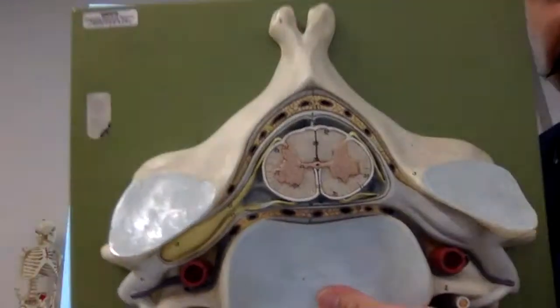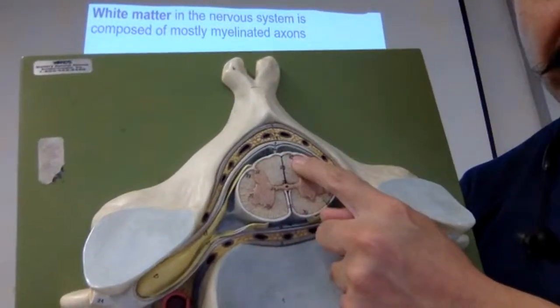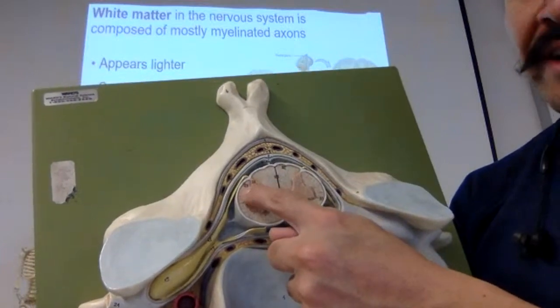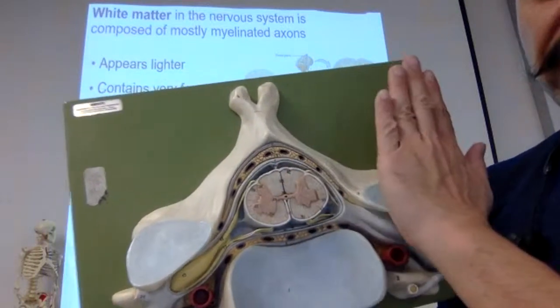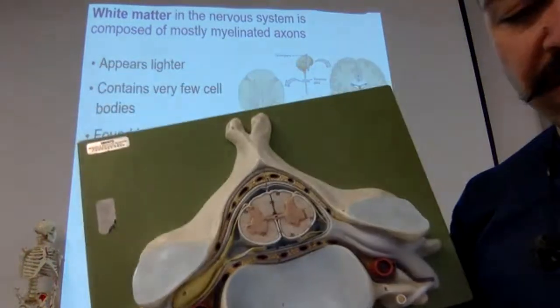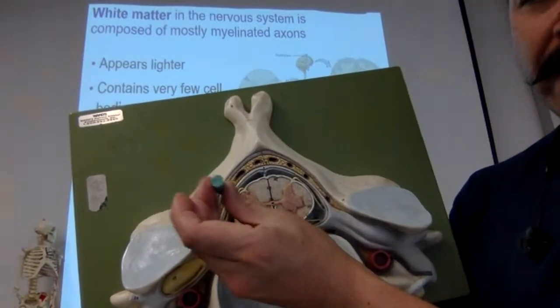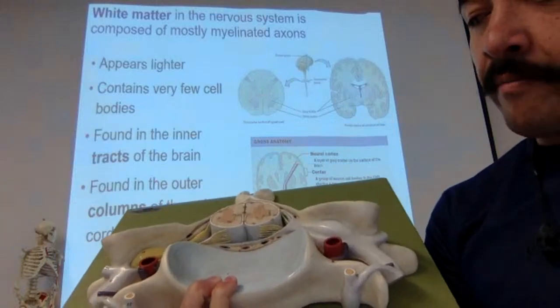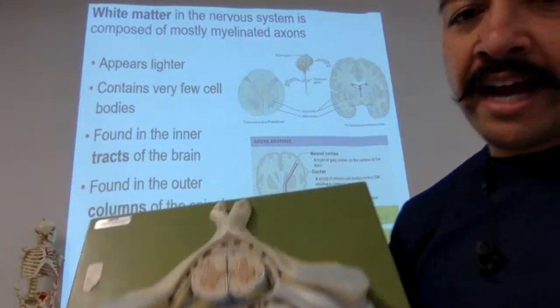White matter in the spinal cord is towards the outsides. They're called columns. So here's a column of white matter, here's a column, here's a column. Think of this as a cross section. So the axons are coming out at you. They're going up and down the spinal cord. The axons are.